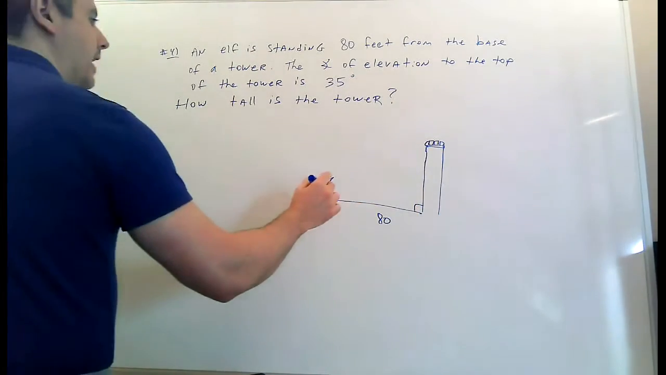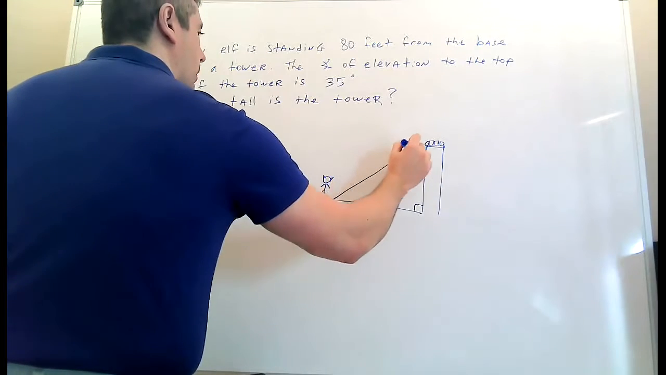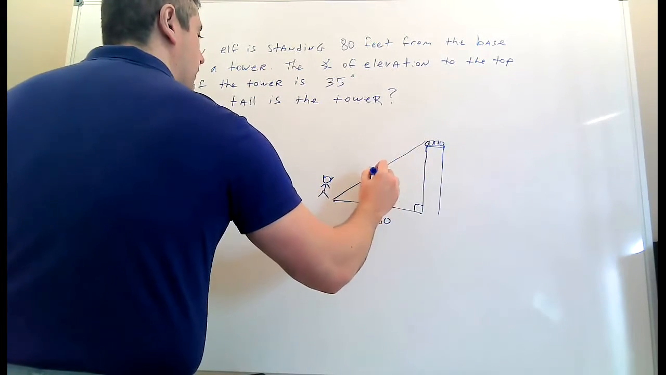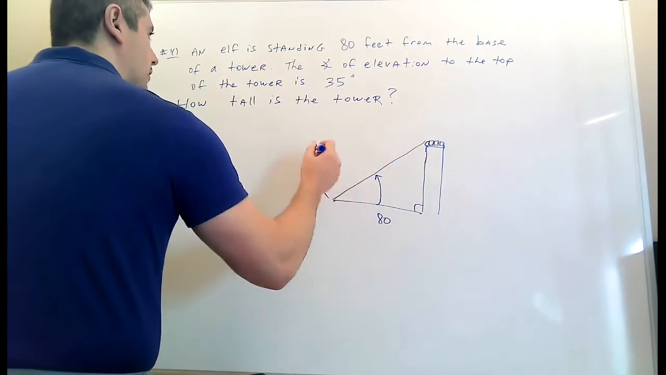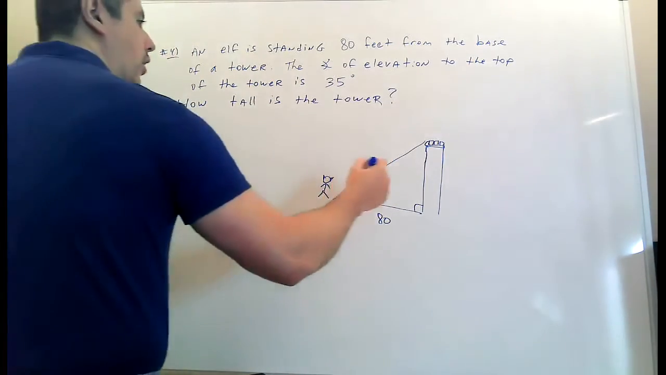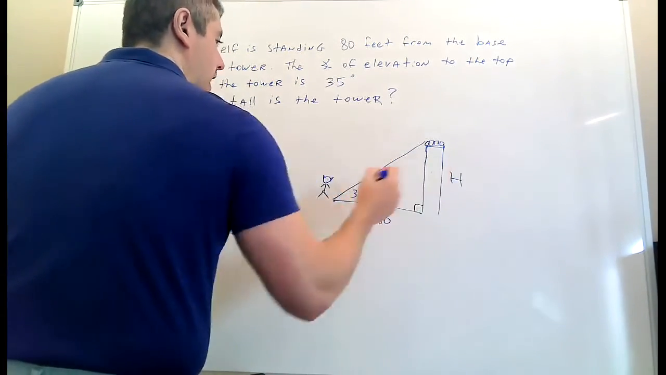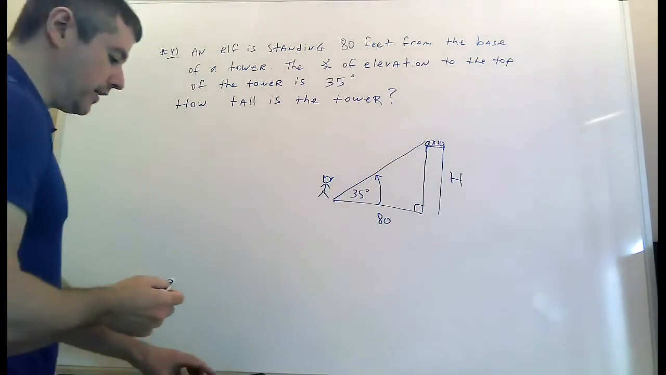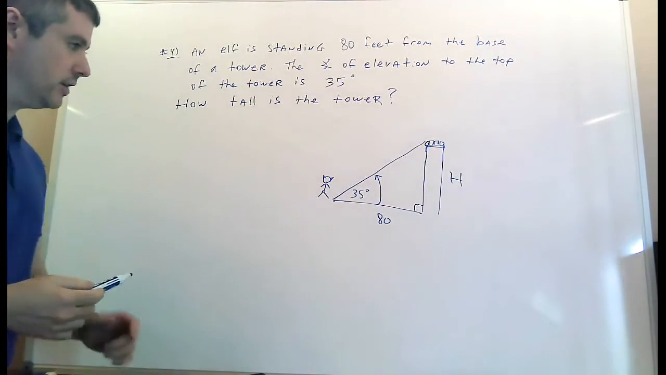And they tell you that the angle of elevation to the top of that tower, looking up from the ground, is 35 degrees. And I want to know how tall the tower is. And again, I'll call it H for height, just for convenience. You can call it X. You can call it whatever you want.